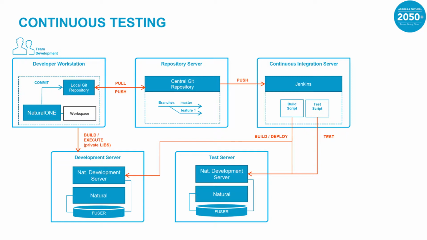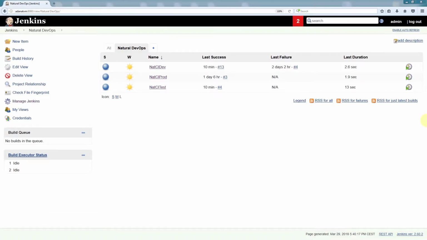Let's look at how this works with Jenkins and Natural One. This is the Jenkins web application. Jenkins is an open-source continuous integration tool. You can create jobs to execute automated tasks in addition to a lot of other functionality. You'll see that I have created 3 jobs to deploy all source code changes to corresponding environments.